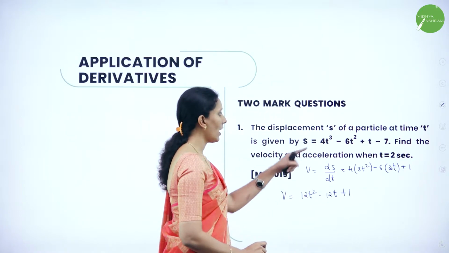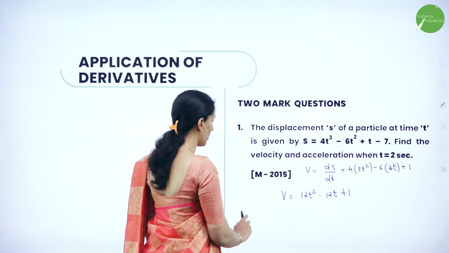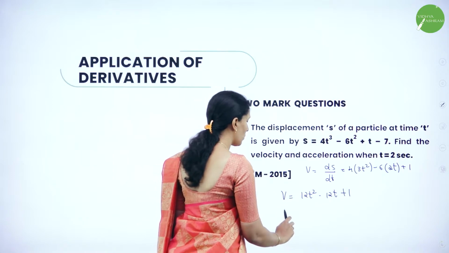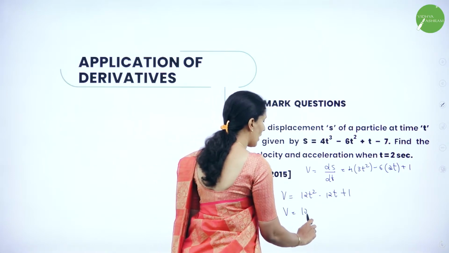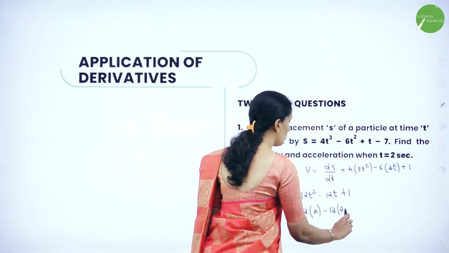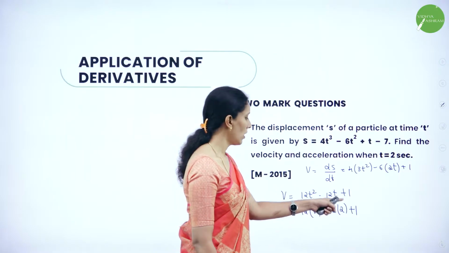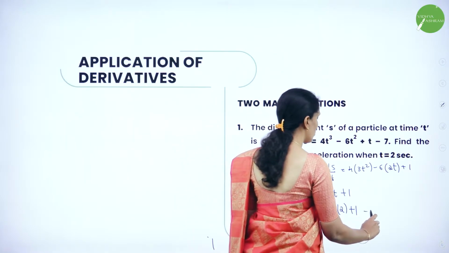Now they have given, we have to find the velocity and acceleration when t is equal to 2 seconds. So at t is equal to 2, velocity becomes 12 into 2 square is 4 minus 12 into 2 plus 1. That is 48 minus 24 plus 1, which becomes 25.